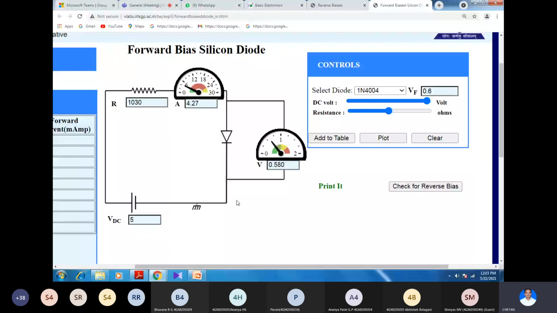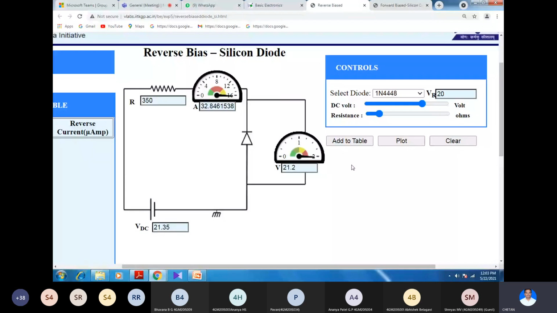So next, after this, let us see the reverse biased diode. So this is for the reverse bias silicon diode. I will select one of the diodes. I will select the same IN4004. The reverse breakdown voltage for this is 30 volt.